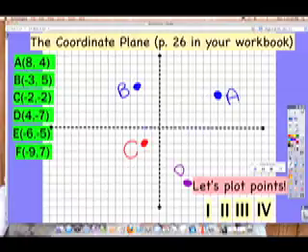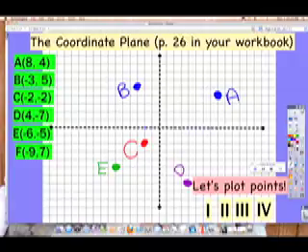Call someone for letter F, please. Okay, Jamie says start at the origin, okay. Then go to the left 9. 1, 2, 3, 4, 5, 6, 7, 8, 9. Left 9 times, okay. And then go up 7. 1, 2, 3, 4, 5, 6, 7. Put an F.